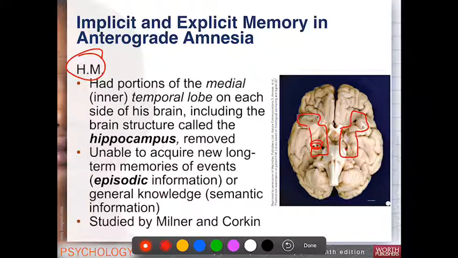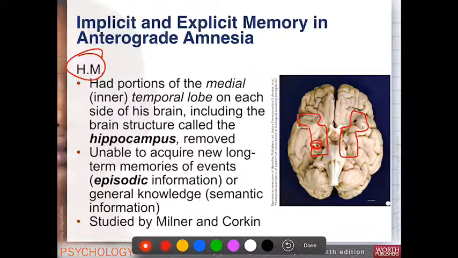He also wasn't able to create new general knowledge or semantic information. So he remembered everything before the surgery. He remembered everything about himself, but he could not remember anything new. And so this really limited his ability to do anything.